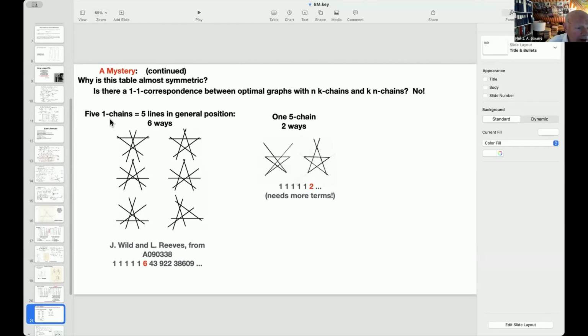Let me look at the case where you're looking at 1-chains, and you've got 5 of them. 5 1-chains is 5 lines. Each 1-chain is an infinite line, a simple infinite knife cut. And to get the maximum number of regions with 5 of them, you want to put the lines in general position. You want to make sure every pair meets and no triple meet at a point. And it turns out there are 6 ways to do that. And this is a sequence that mostly Jonathan Wild worked on.